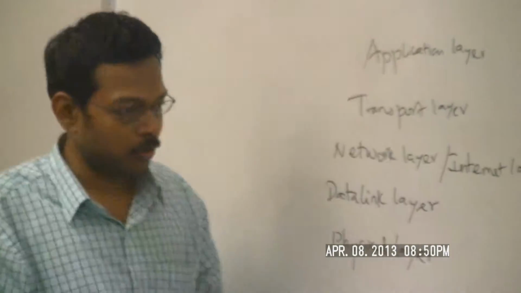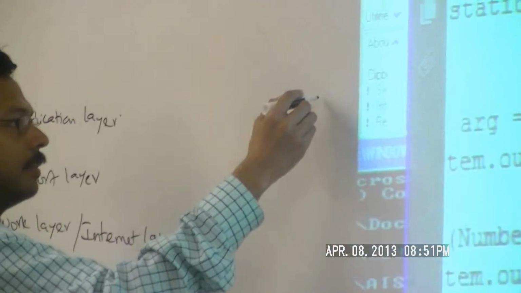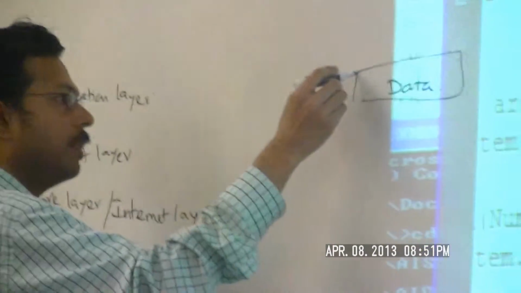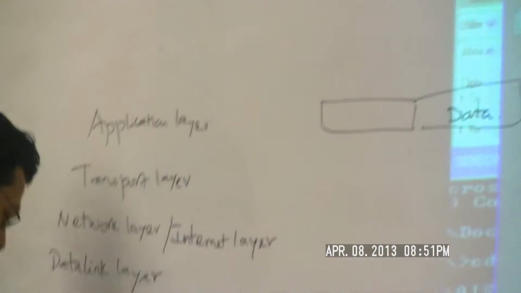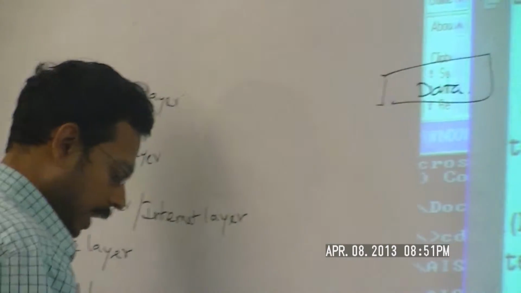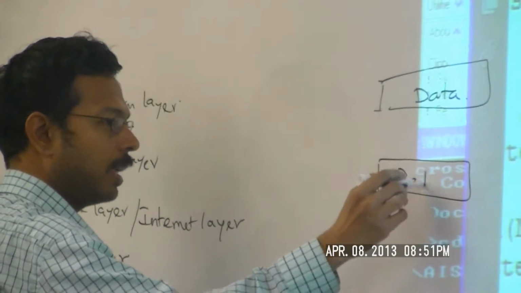Okay? So when you look at it from the layering point of view, you have the data coming from the application, right? You might have heard of the headers, right? So the data coming from the application is attached first to the transport layer header.